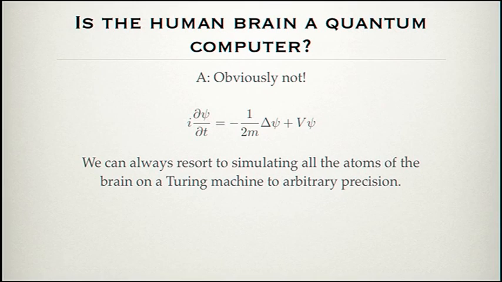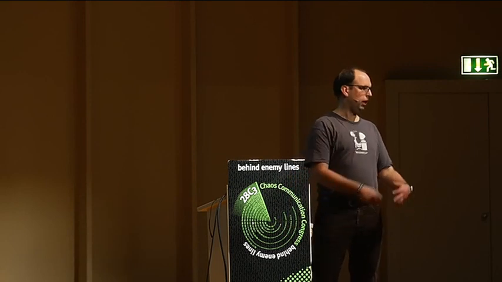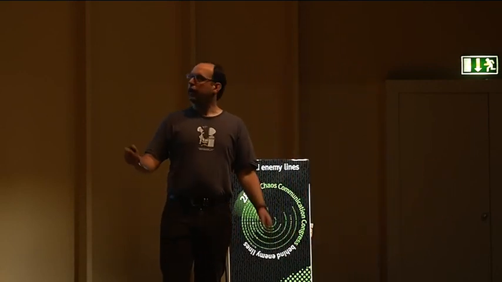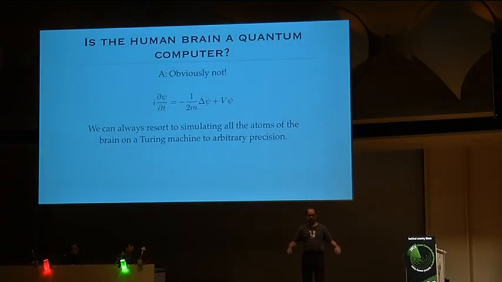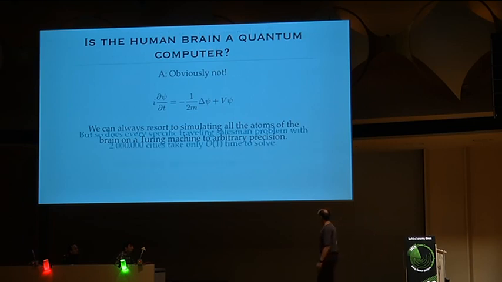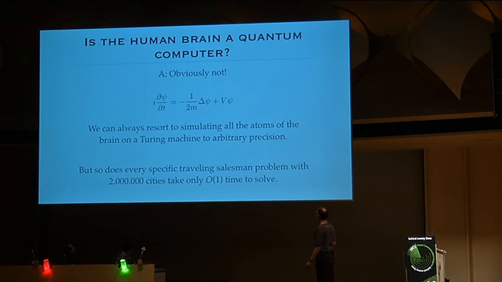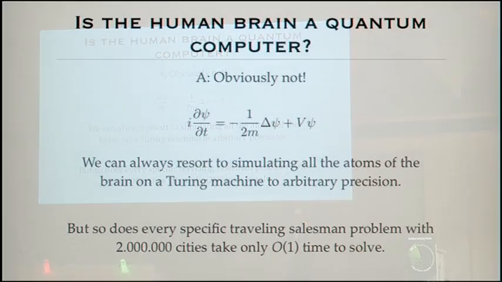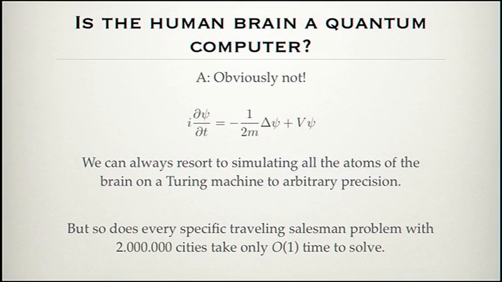But again, then I could apply this to any quantum computer, right? I showed you the picture of this optical setup, which is supposed to be a quantum computer, and I could also simulate this on my classical computer. The question is not really whether I can at all solve the problem or not. Even if I have a traveling salesman problem with 2 million cities, it has a solution and it takes a finite amount of time on a Turing machine.